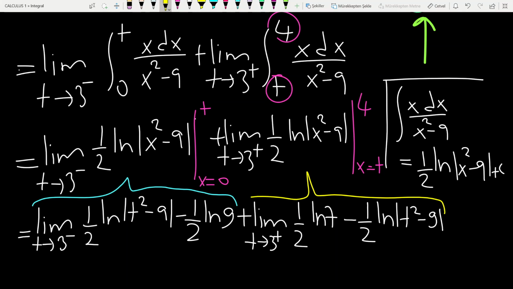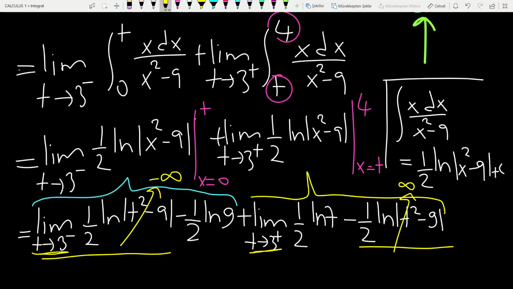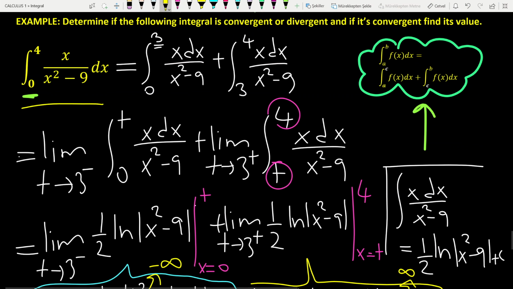So in this step, when t tends to the point 3 from left, this part tends to minus infinity. What about this expression? When t tends to the point 3 from right, this expression goes to plus infinity. Please remember the graph of the ln function. Since one of the results of this limit is infinity or minus infinity, the given integral is called divergent. It is enough to have one result as infinity to call the given improper integral a divergent improper integral. So this improper integral is a divergent improper integral.